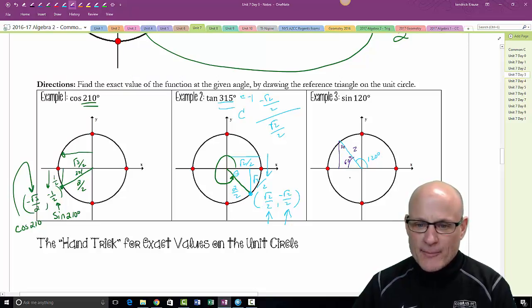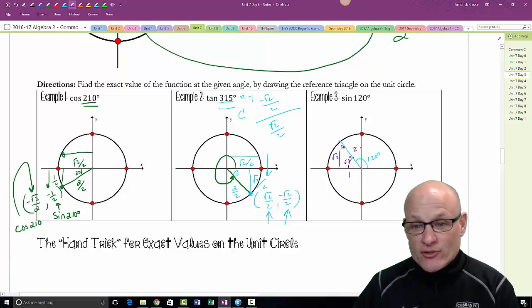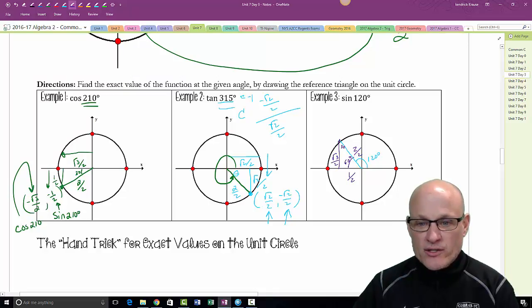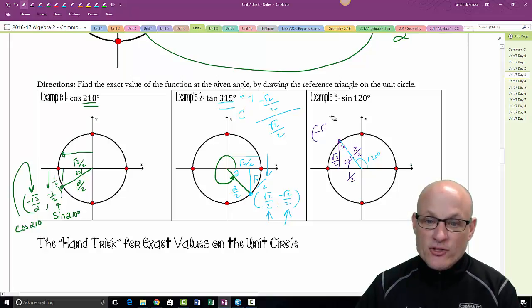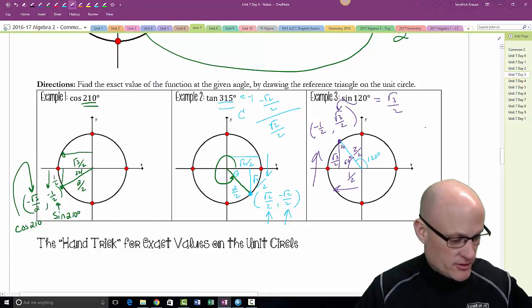Opposite, this is 2. Opposite to 30 is 1. Opposite to 60 is the square root of 3. But we need to make this into a unit circle, so we divide by 2, and divide by 2. So the coordinates of this point are negative 1/2, positive square root of 3 over 2, because notice we went this way, that's negative, and then up, that's positive. So what is sine? Sine is the y value. It's the positive square root of 3 over 2.